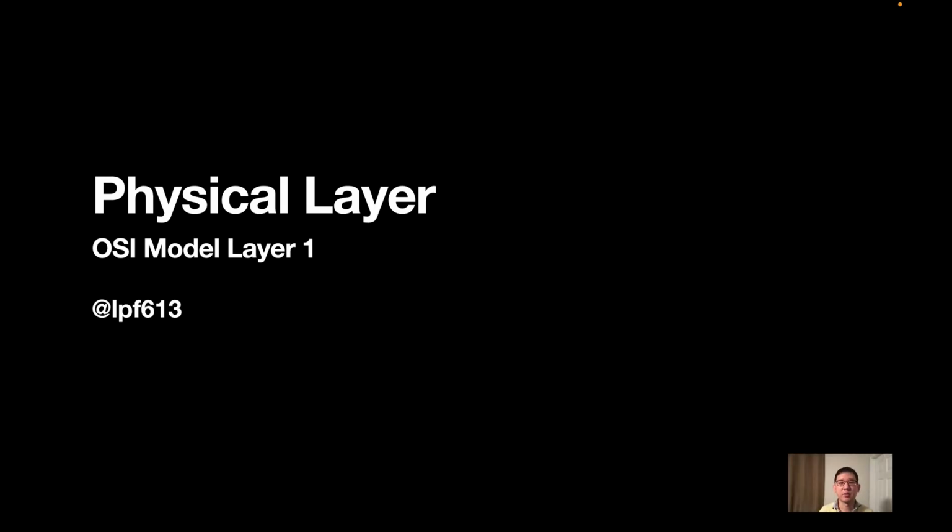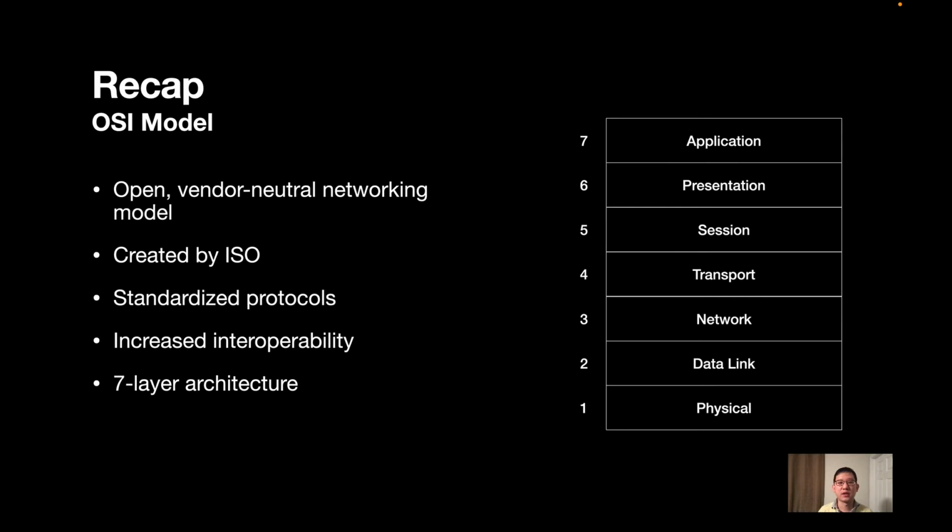Let's quickly recap what we talked about in the last video. In the last video, I gave an overview of the OSI model. The OSI model is an open, vendor-neutral networking model. It was created by an organization called the ISO. They used standardized protocols, either defining them or pulling them from somewhere else. As a result of using standardized protocols, it increased interoperability among different vendors. The OSI model follows a 7-layer architecture, as you can see on the right, starting with layer 1 at the bottom to layer 7 at the top.